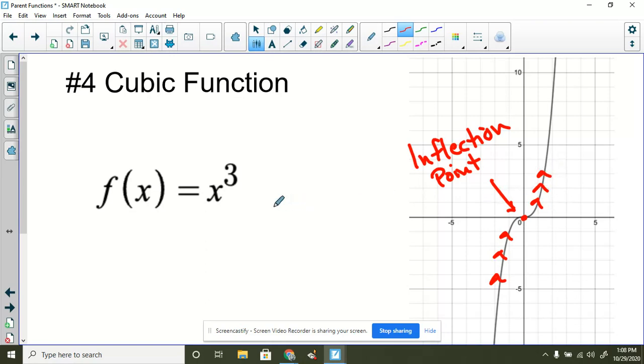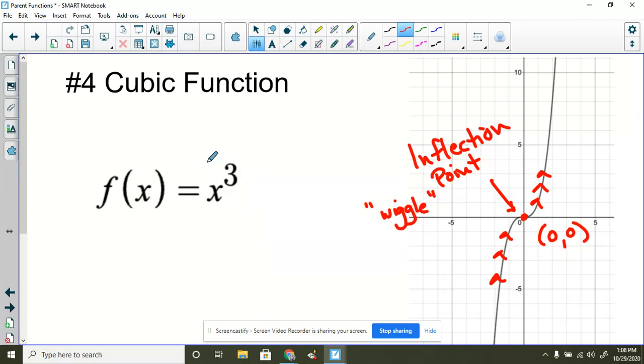Okay, so this cubic function is always increasing. But at the inflection point where we think we may see a change in behavior, we don't. I know it's kind of a non-math term, but this is where the wiggle happens. When we see a wiggle in the graph, that's our inflection point. And a basic cubic function has its inflection point at (0, 0).